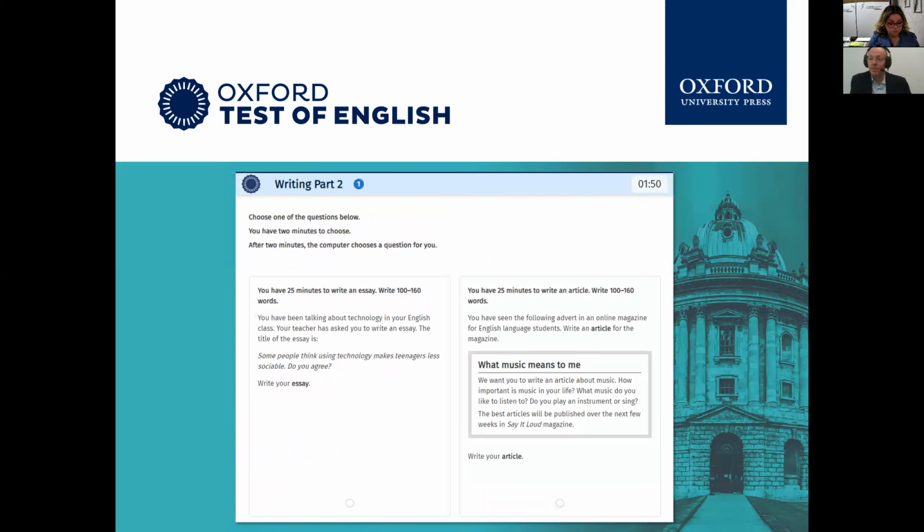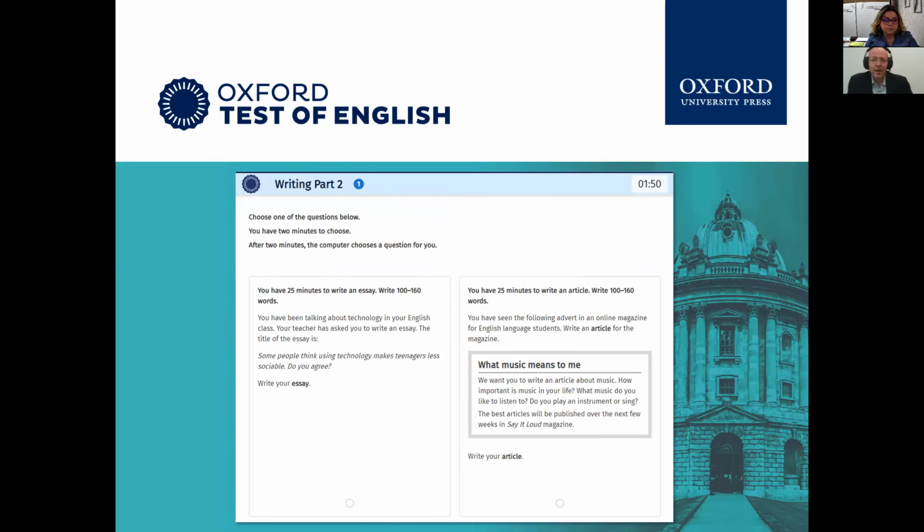Then we go to part 2. And in part 2, you have a choice. You choose either an essay or something more creative. Let's take a look. The essay there on the left is something a bit philosophical or a bit sociological, okay? And if you're accustomed to explaining your ideas and your opinions in writing in English, well, this is a great opportunity to show how good your English really is, okay?